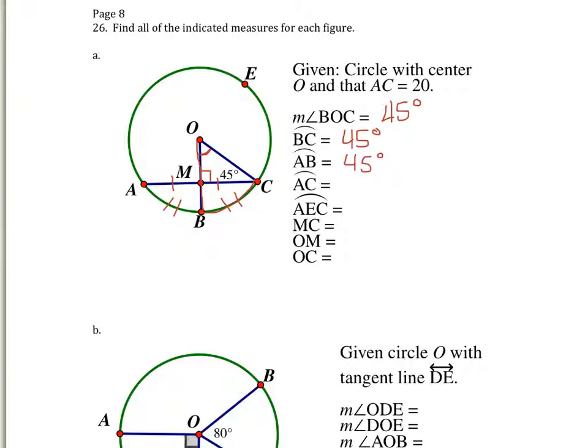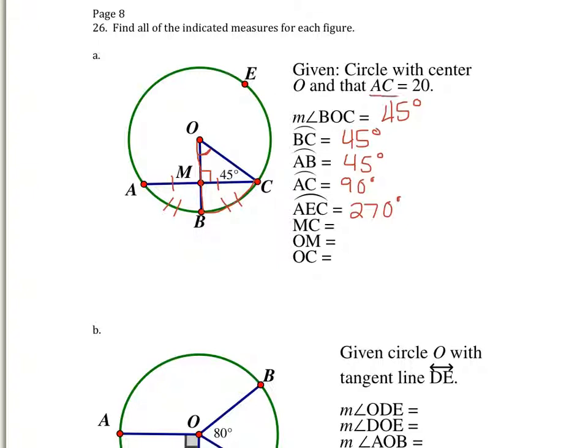Now we're supposed to find AC. Well, 45 plus 45 is 90. And then AEC would have to be the difference between the 90 and 360, because AEC should add up with AC to be 270.